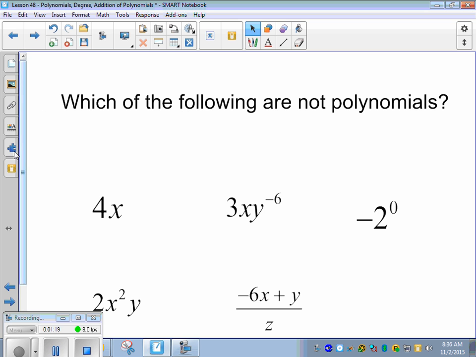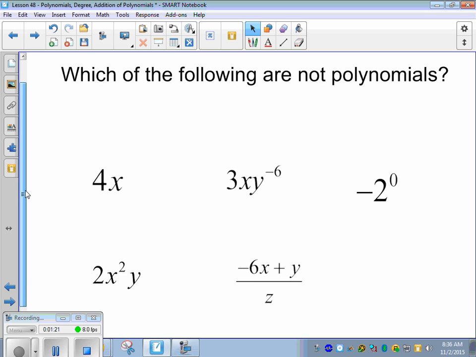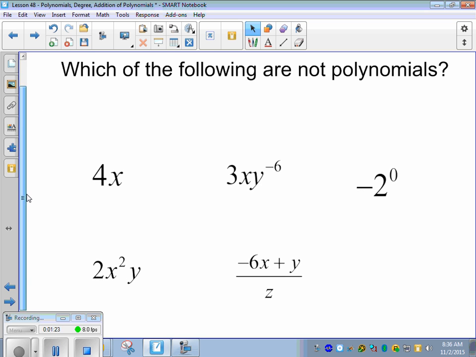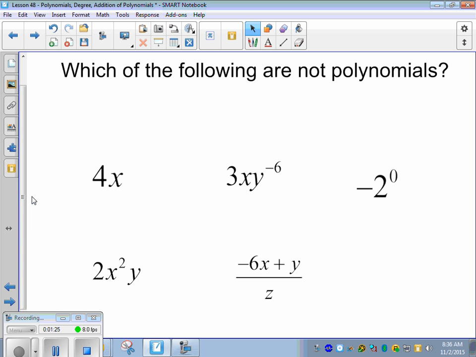So which of the following are not polynomials? Let's look at these. Who thinks they know one of these that's definitely not a polynomial? Drew? Yeah, 3xy to the negative 6. We have this negative exponent, so this one's definitely no good.